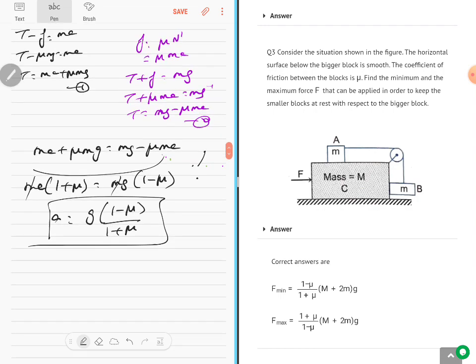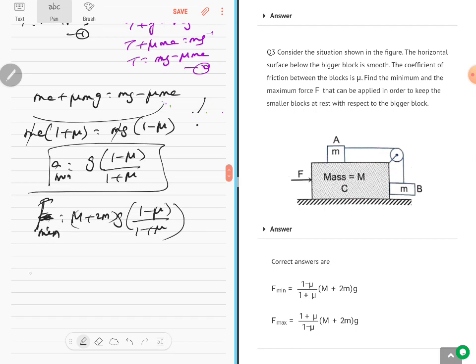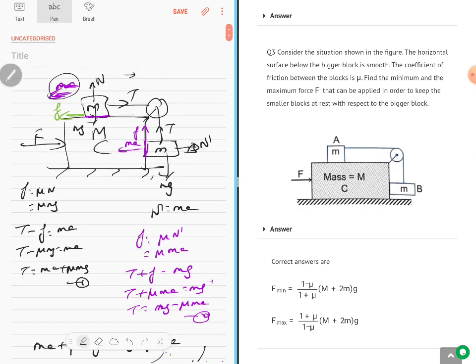And they are asking for force. You know the net mass is capital M plus 2m. So A into capital M plus 2m, that is (M plus 2m) into g into (1 minus mu) by (1 plus mu), would be the force, which is the minimum force. This is the force minimum, or this is the acceleration minimum. Okay, what about maximum acceleration? The maximum acceleration is when it begins to move. The force is so much maximum that the block begins to move.